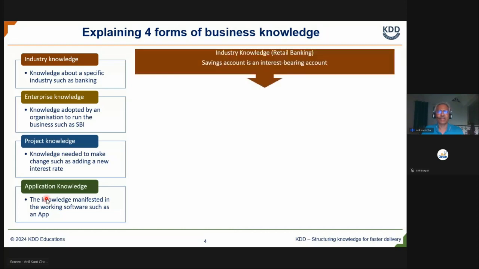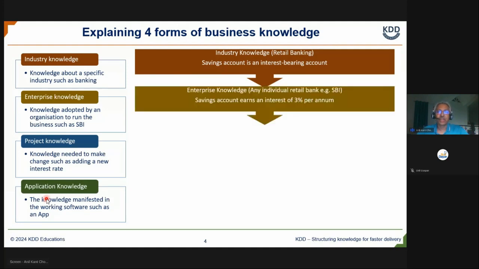So let's take it one at a time. For example, if we take retail banking as an example, so the knowledge that saving account is a interest bearing account, right? This is a industry knowledge for bank. Any bank you go, in India, abroad, in Bihar, in Karnataka, in Delhi, in any other countries also, if there is a saving account, the account has to have an interest, which the person who has the account, the account owner, gets.